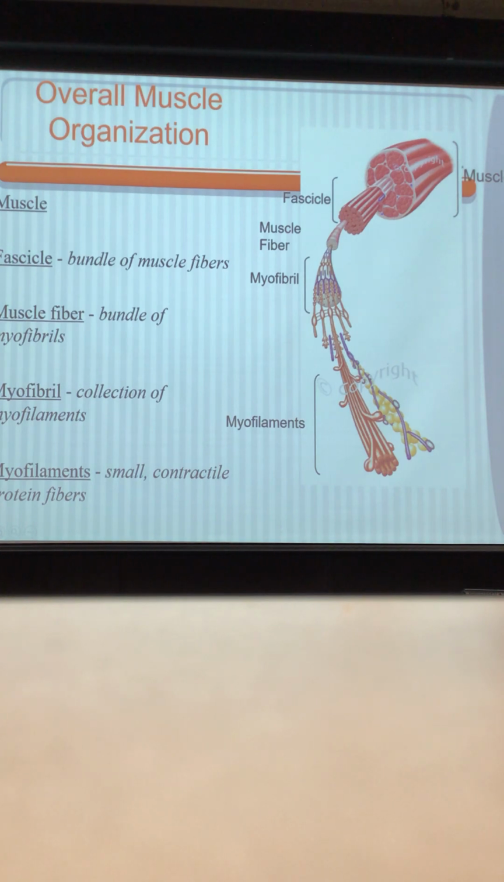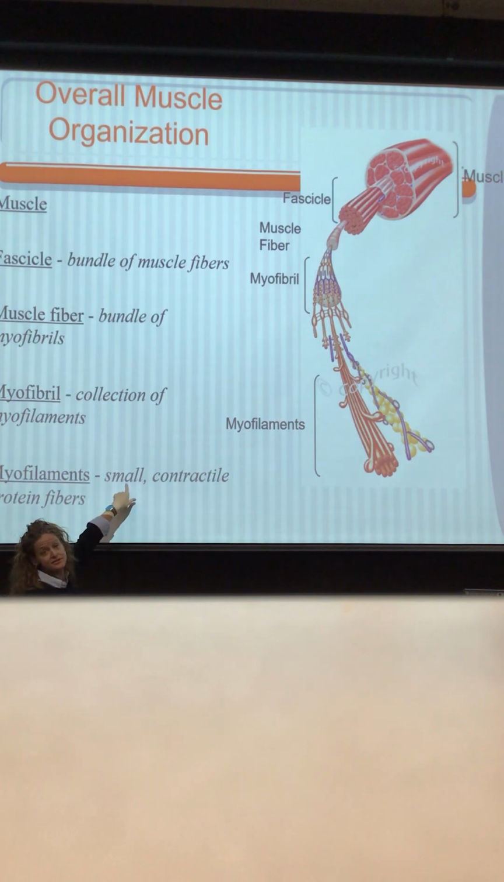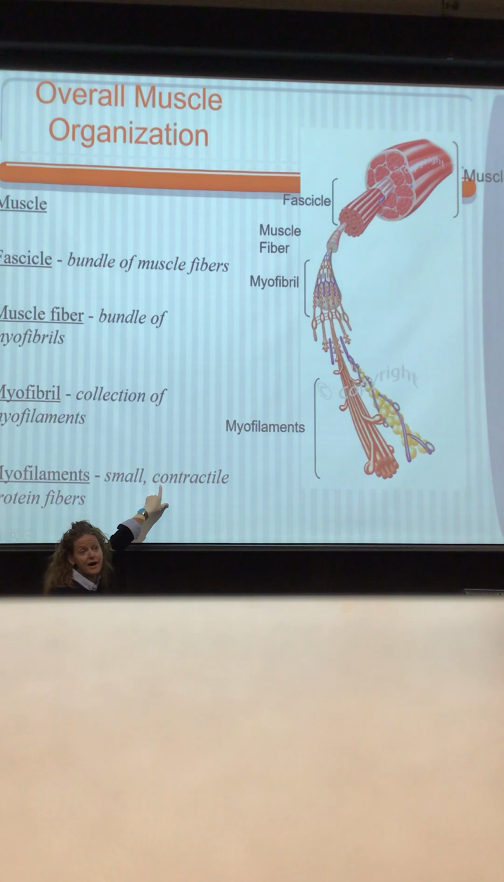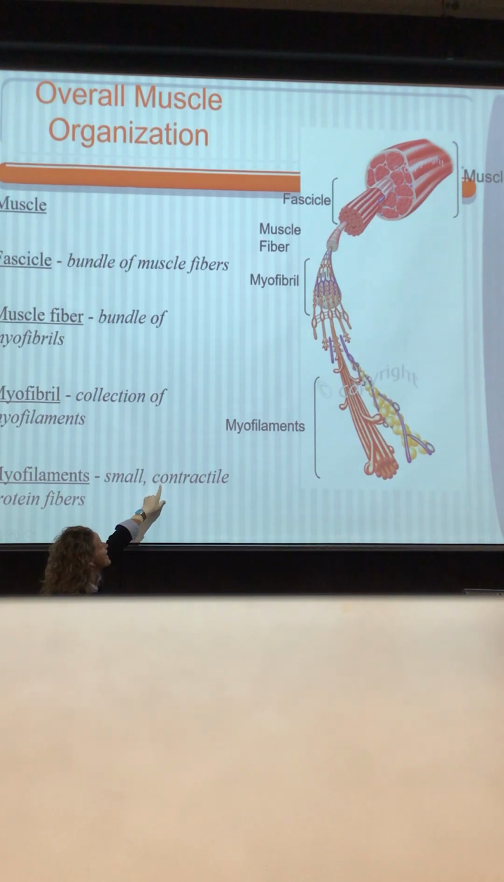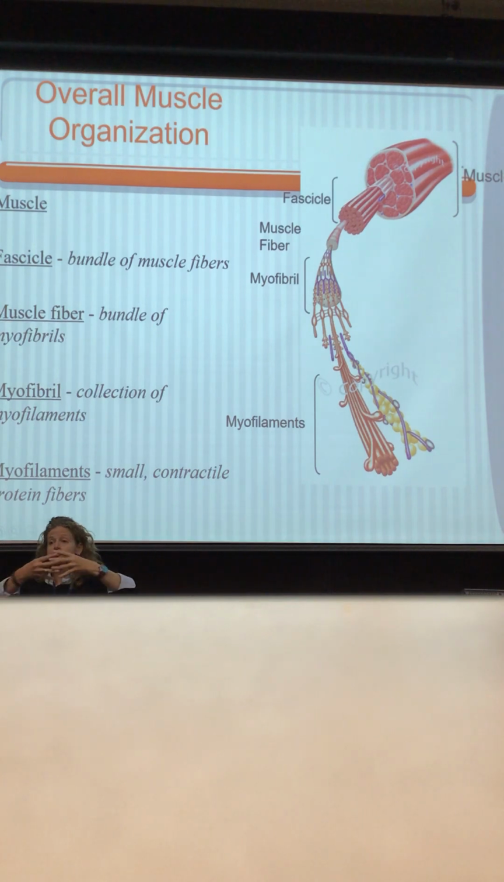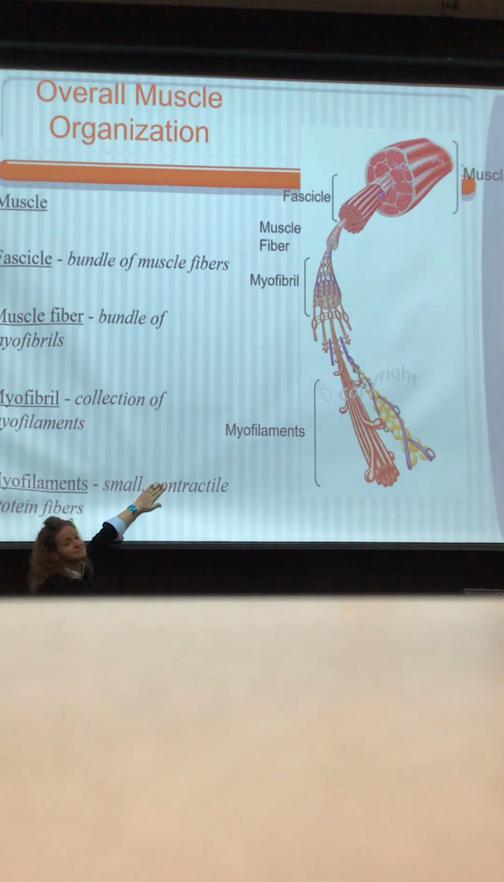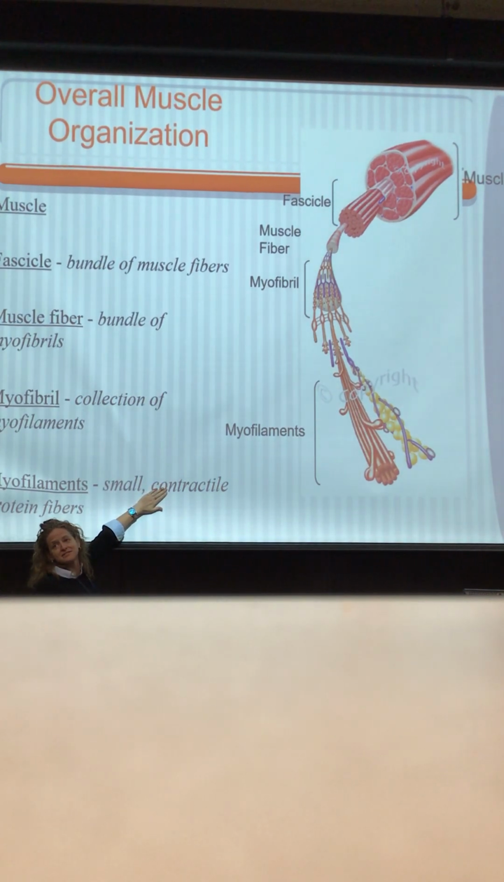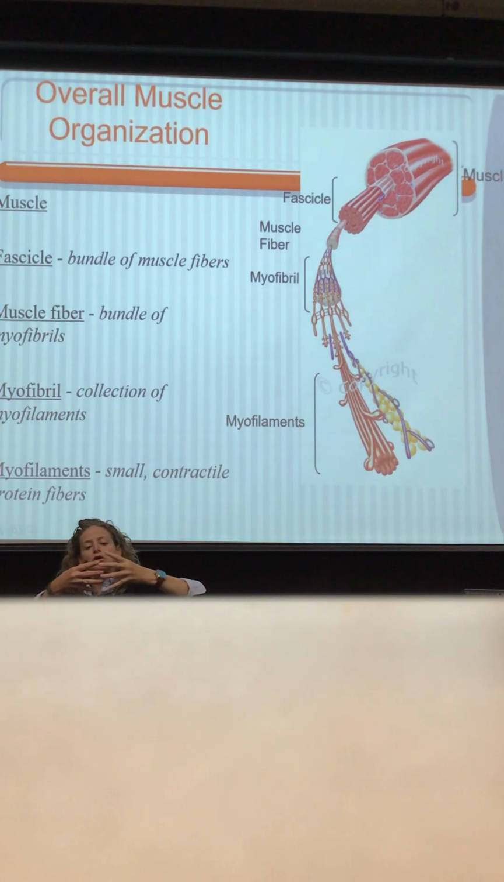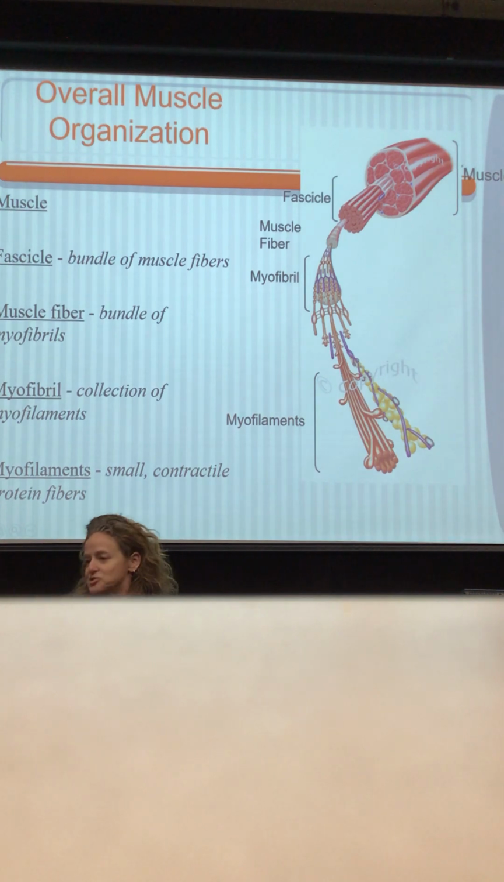Some important things to point out. These myofilaments, of course, they're the smallest. But what's really important about the myofilaments is they are the contractile. When we talk about a muscle contracting, what's actually contracting? The myofilaments. So the myofilaments, those smaller pieces, that's what contracts.